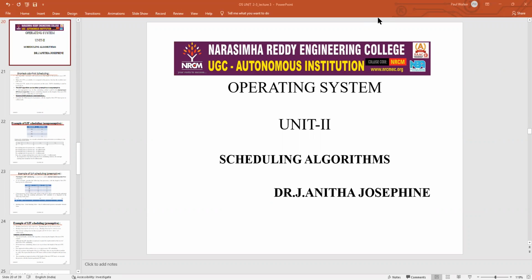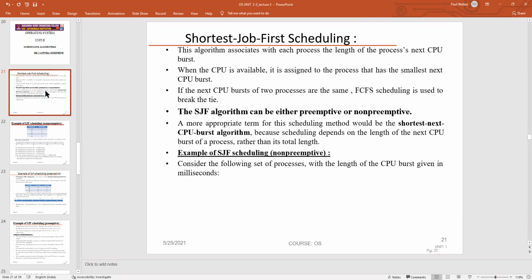In this class, I am going to discuss the various scheduling algorithms. Before moving to the topic, the scheduling algorithms we are going to discuss now are SJF (shortest job first), priority scheduling, and round robin scheduling. Out of which, shortest job first scheduling is the most important CPU scheduling algorithm.